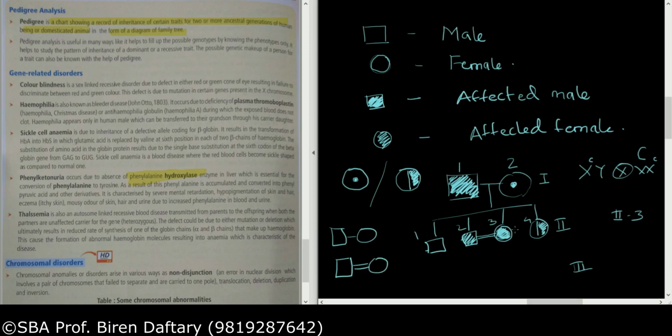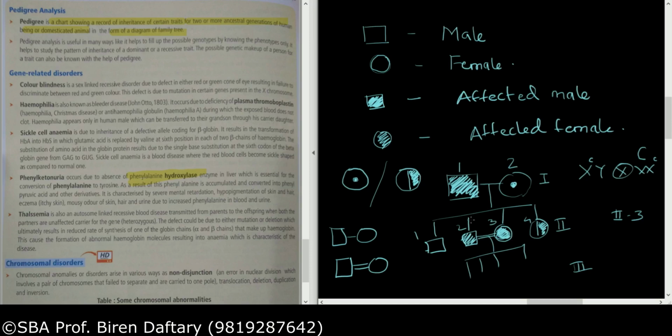Consanguineous is between siblings, or between brothers and sisters. Is this clear? Okay. And in this case, if you see both are affected, all the children obviously will be affected. So this is your pedigree analysis, and based on this you are going to solve problems. So I hope you have understood what this pedigree analysis is.